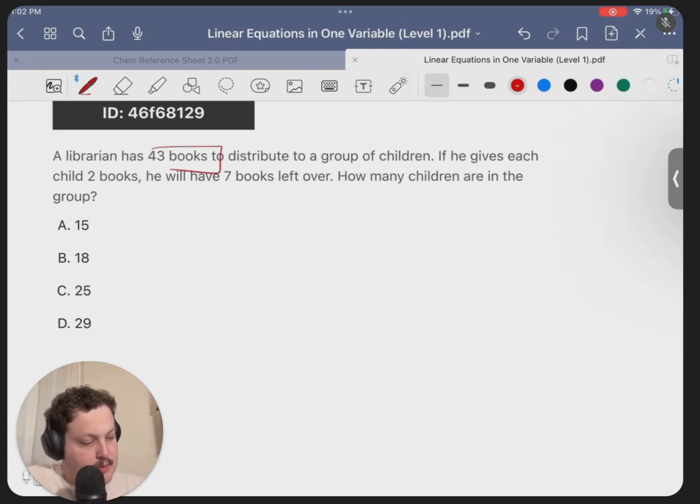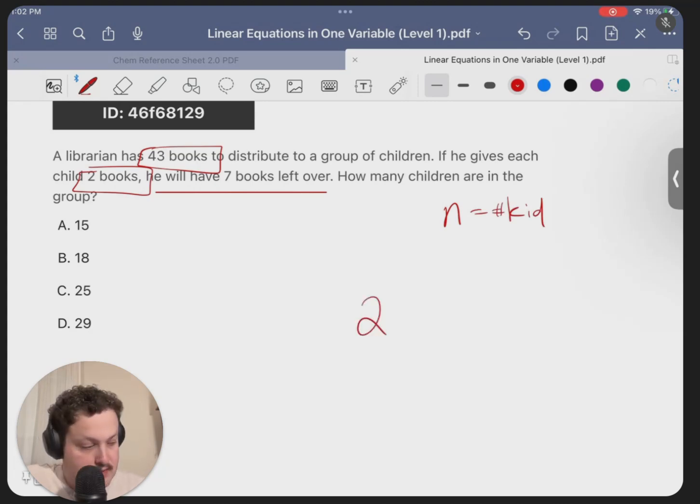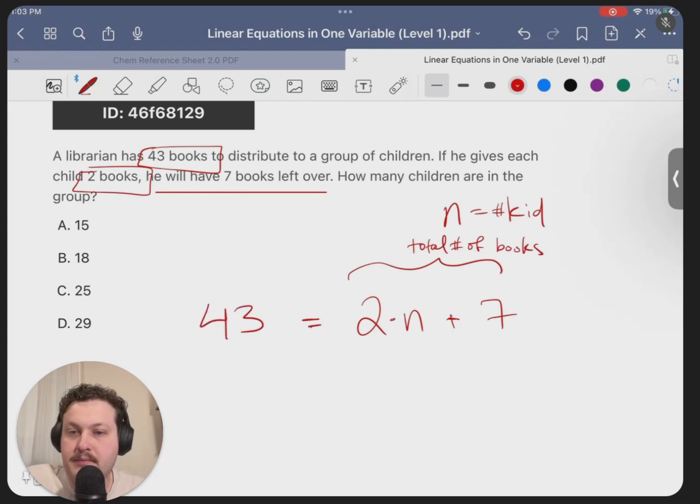There are 43 books. If he gives each child 2 books, he will have 7 books left over. How many kids are in the group? So, if I give 2 books to each of the kids, multiplication, and I have 7 more, this should equal the total number of books. And we already know the total number of books is equal to 43.